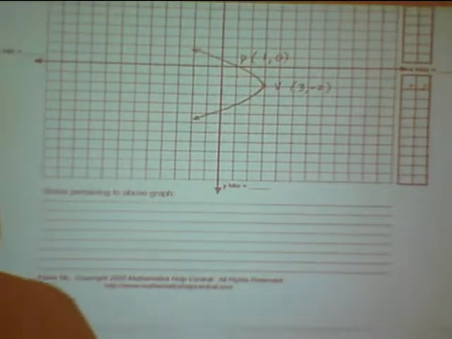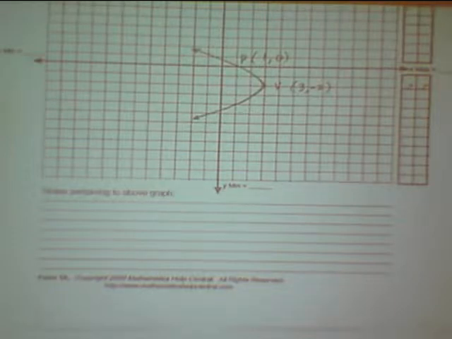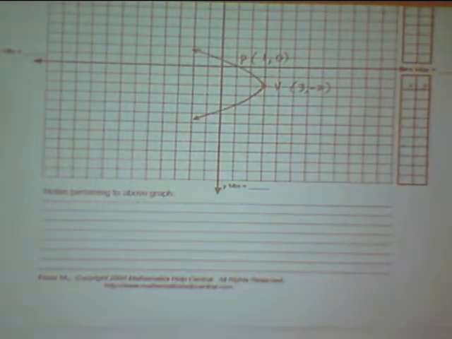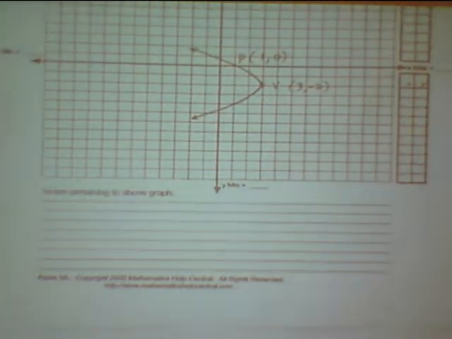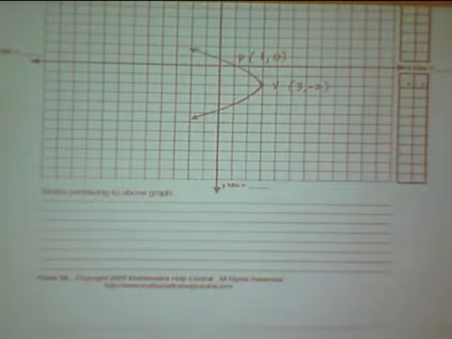Okay, let's try and look at some more problems with parabolas. In this case, they actually give us a graph. They want us to come up with the standard equation for this graph. So the first thing you do is figure out what kind of parabola we have. This is a left and right parabola. Actually, it opens to the left.